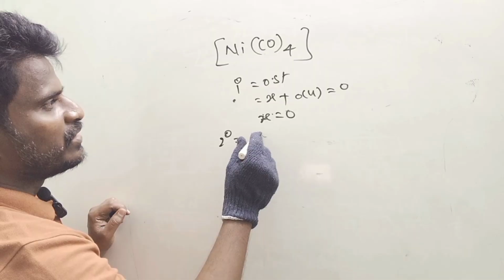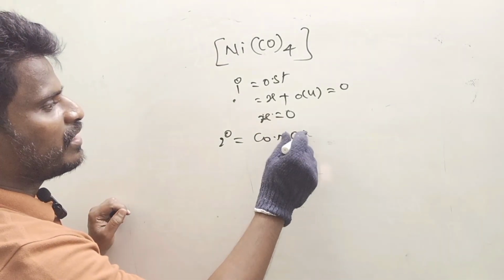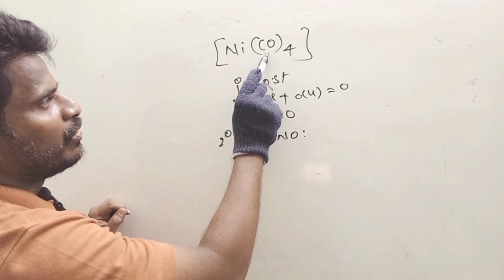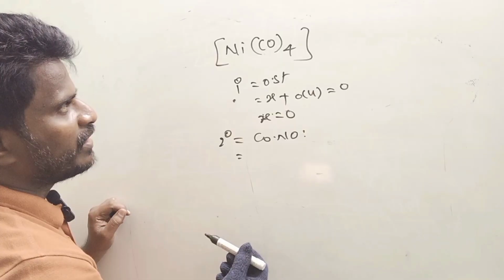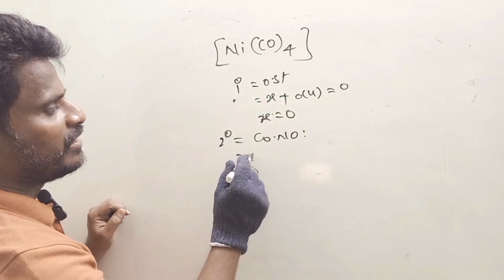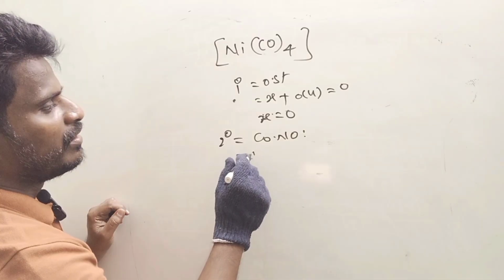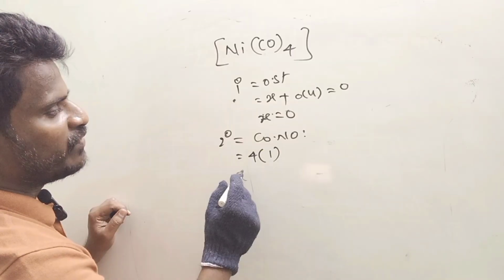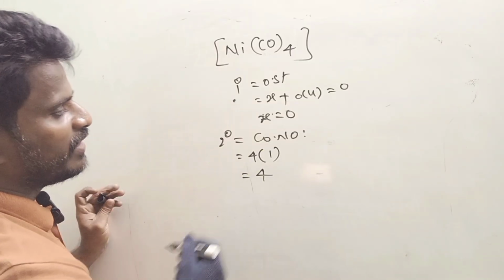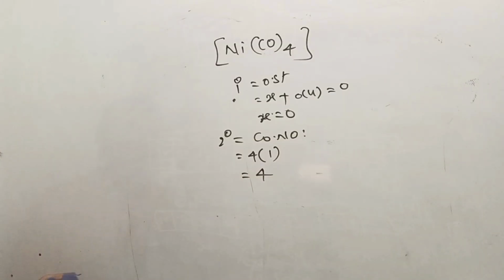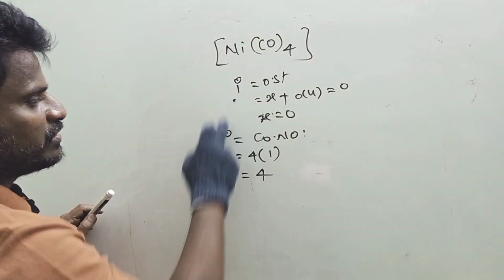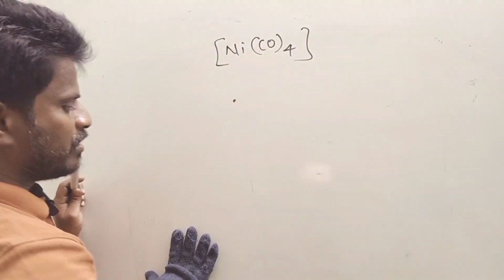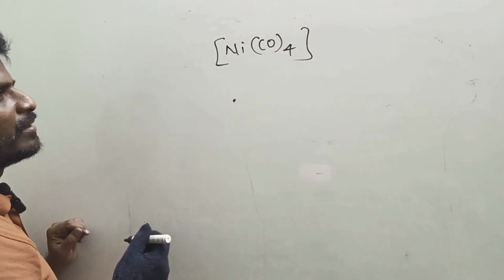Secondary valency is coordination number. Each carbonyl ligand donates one pair of electrons to nickel, then it is monodentate. The number of ligands is 4 and each one makes one bond. Secondary valency is 4. Primary valency is 0, secondary valency is 4 for tetracarbonyl nickel complex.